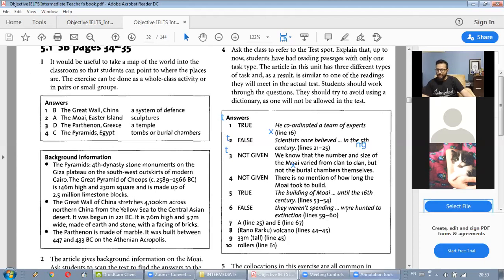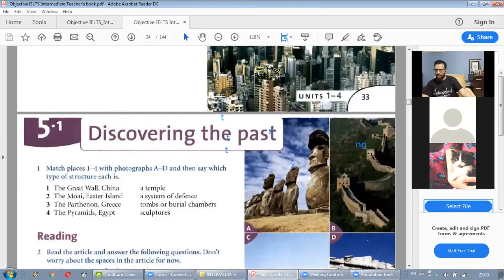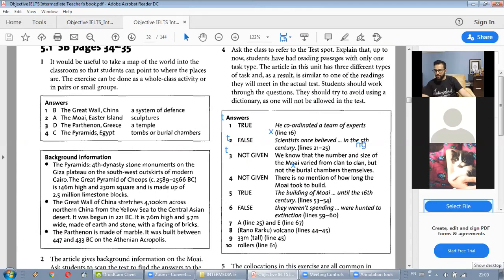So the first one is true, and you said true. That's good. Now the second one was disagreement. So it's actually false. And the reason for this, it says scientists once believed in the 5th century. So the trick is once believed. And if I take you back to the text itself, look at what it says.